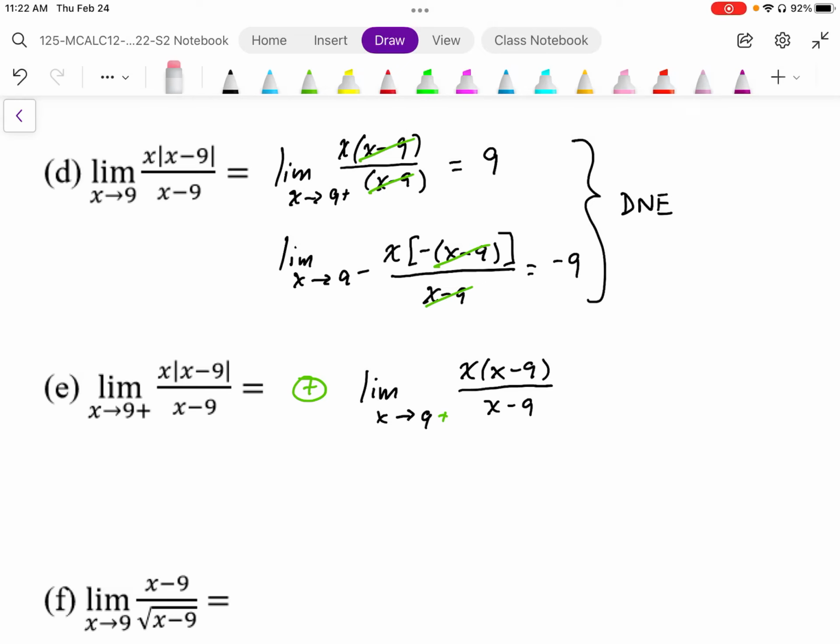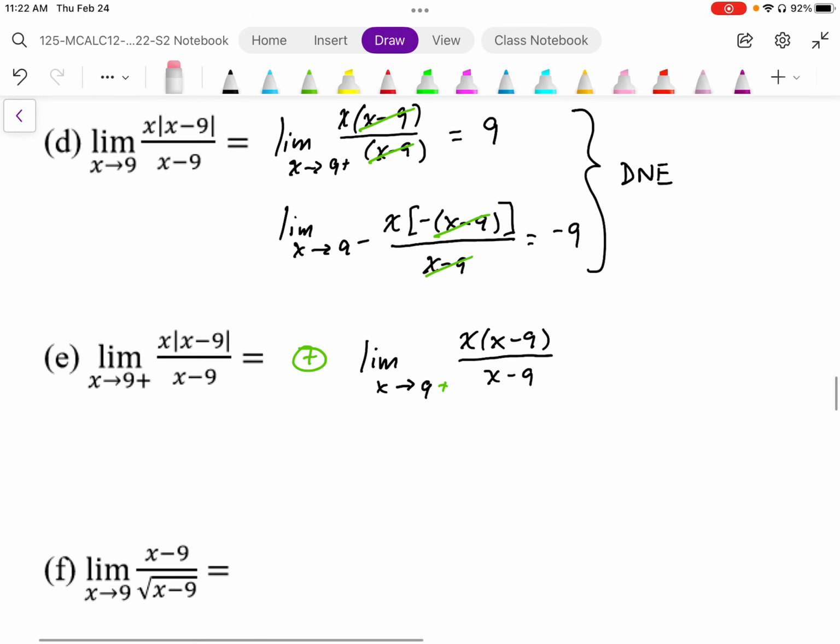So for E, we pretty much solved it in part D. We looked at the positive version. So if we take a look at the positive version of that limit, we're going to approach from the positive side. We know that these cancel out. And so the limit at 9 from the positive side must be equal to 9.